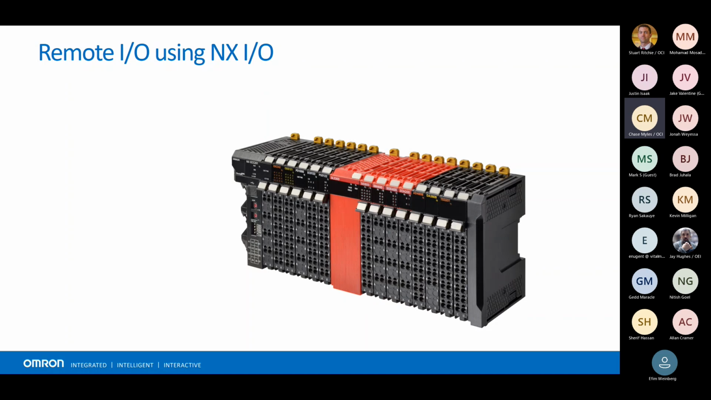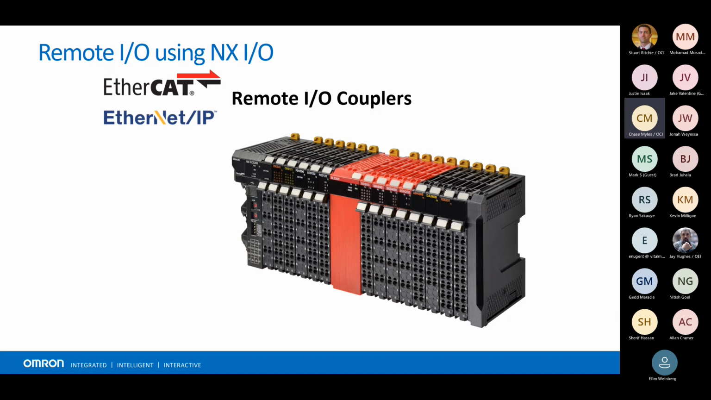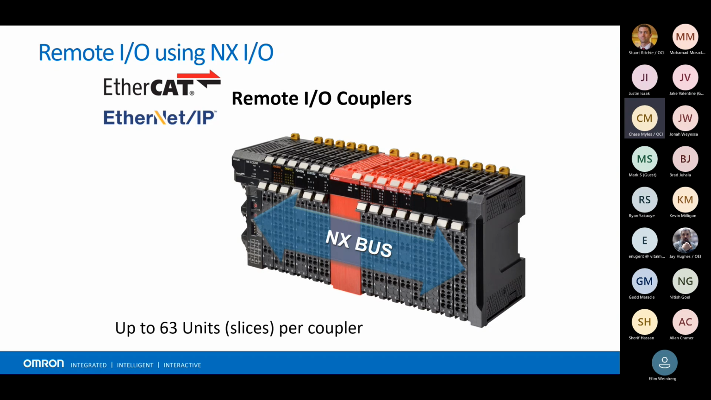Here's a pretty good example of a remote I/O network that incorporates both basic I/O and safety I/O. So anything that's labeled with the red or is physically red is safety. So we've got EtherCAT and Ethernet IP options for the remote couplers, and they all communicate directly over that NX bus, is what we call it. So you can do up to 63 units per coupler. So you can build a pretty substantial network out of these. And we integrate into third-party control systems. So if you just want to utilize the NX-IO for that, we have that capability.